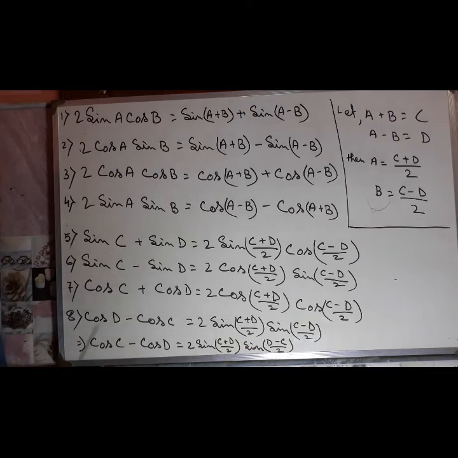Okay. Now this last formula, this 8th formula, if we multiply both sides by minus, what will it be? The left hand side will be cos C minus cos D, and the minus sign on the right hand side will be adjusted with this angle. As you know, sin of minus theta is equal to minus sin theta. So this angle will be (D-C)/2. So ultimately the formula will be cos C minus cos D equals 2 sin((C+D)/2) sin((D-C)/2).